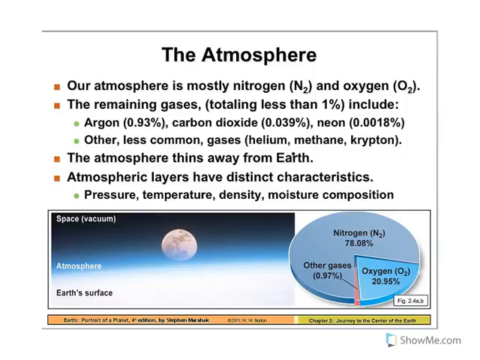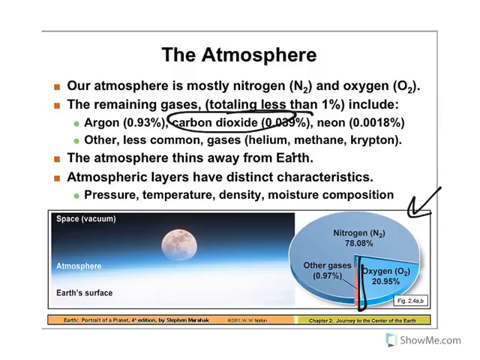So now let's move inside from the magnetic field and take a look at the atmosphere. Our atmosphere is mostly composed of nitrogen and oxygen. As you can see here in this pie chart, mostly nitrogen, 78%, and close to 21% oxygen, and then just a very small sliver is everything else. The remaining gases tend to be argon, carbon dioxide, and neon, which as we move on in the semester, we're going to talk about this guy right here, because that's not a friendly one.